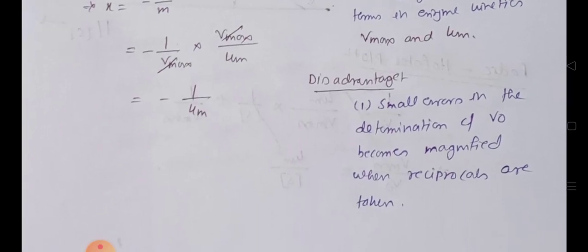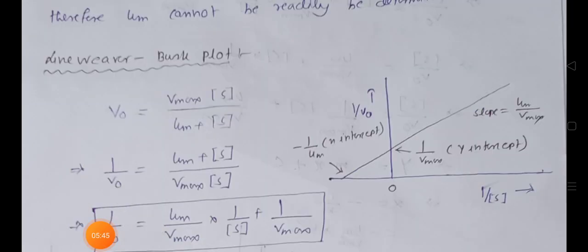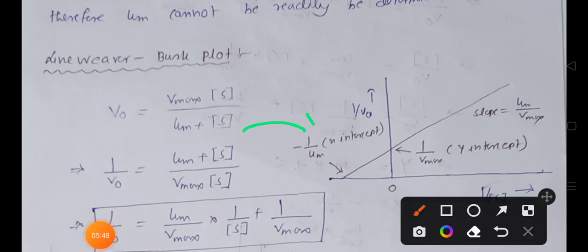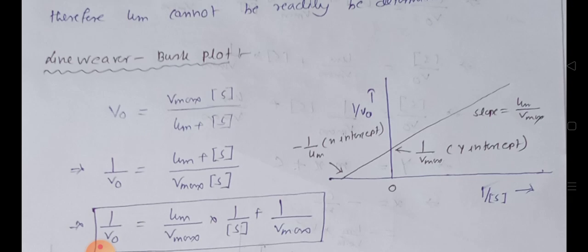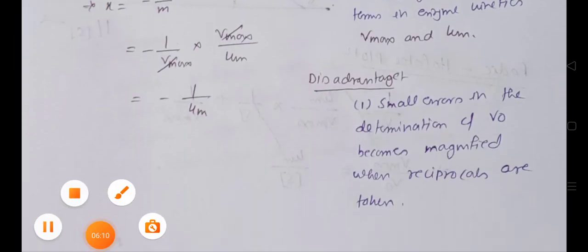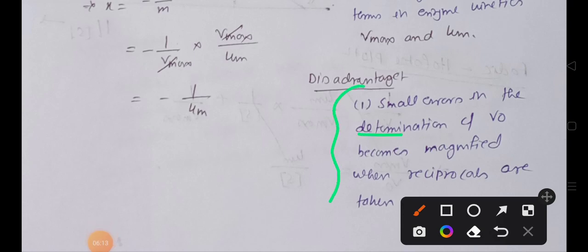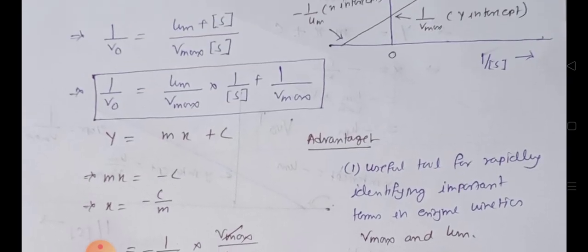Now, disadvantage. There are some significant disadvantages also. For example, suppose you have made some small errors during the experiment, and we all know while doing an experiment, error will be a very common thing, right? There will be some sort of error, obviously, right? But when you are going to take the reciprocal of this, as you can see here, the error will be magnified. That's the major disadvantage of the Lineweaver-Burk plot. Okay, so small error in the determination of V0 becomes magnified when reciprocals are taken. So that's the idea of our Lineweaver-Burk plot.